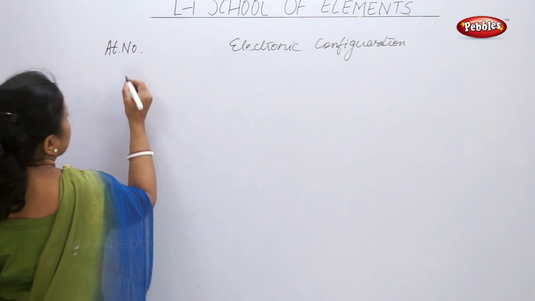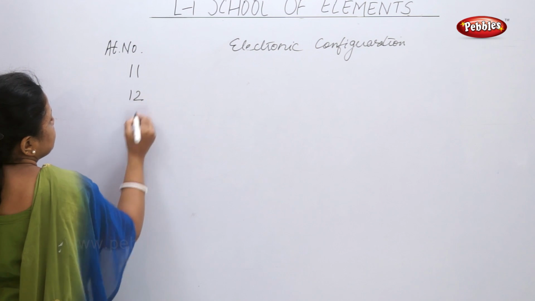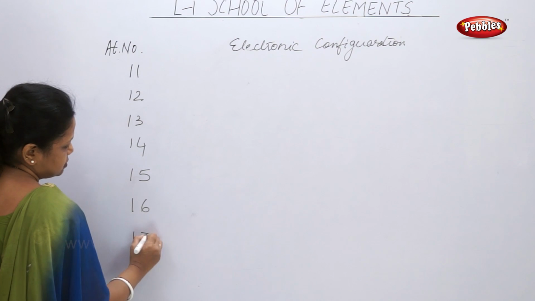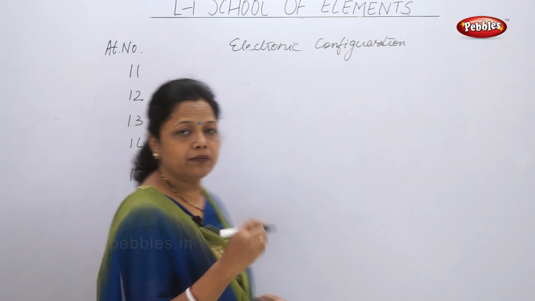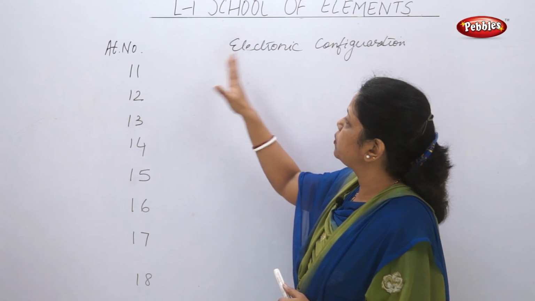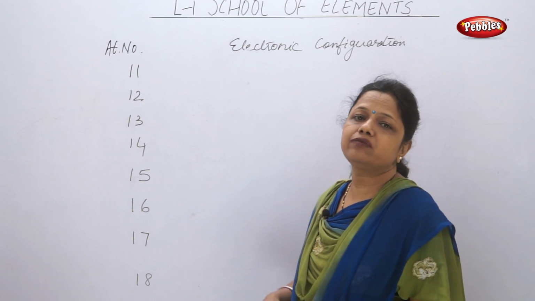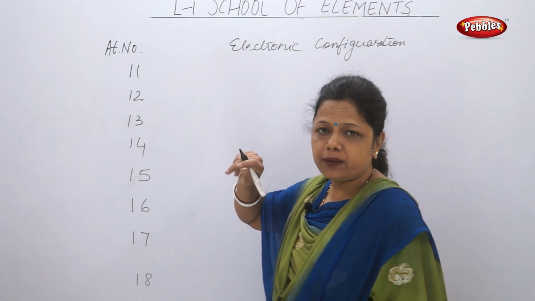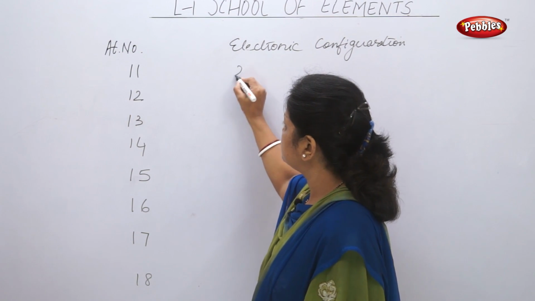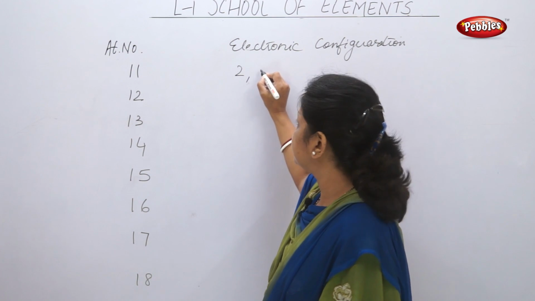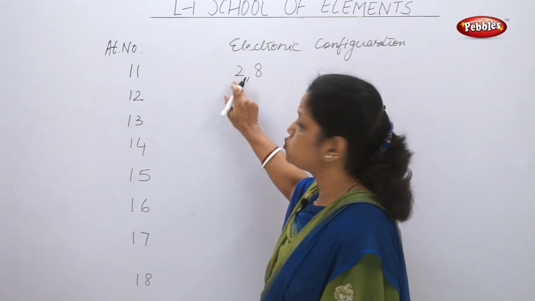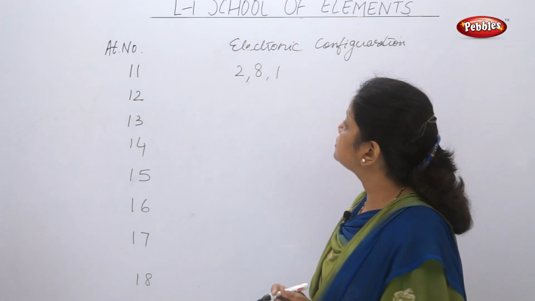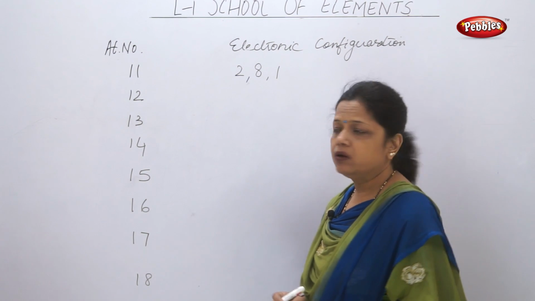So I'll just write the atomic numbers 11, 12, 13, 14, 15, 16, 17 and 18. So I am writing the atomic numbers. Now we have to put them into different shells. That means we have to arrange them in the electronic configuration. Now 11, atomic number 11. So first shell will have 2, then the maximum the second shell can get is 8. So 8 plus 2, 10. Now we are left with 1. So third shell will get 1 electron. This is the electronic configuration for atomic number 11.